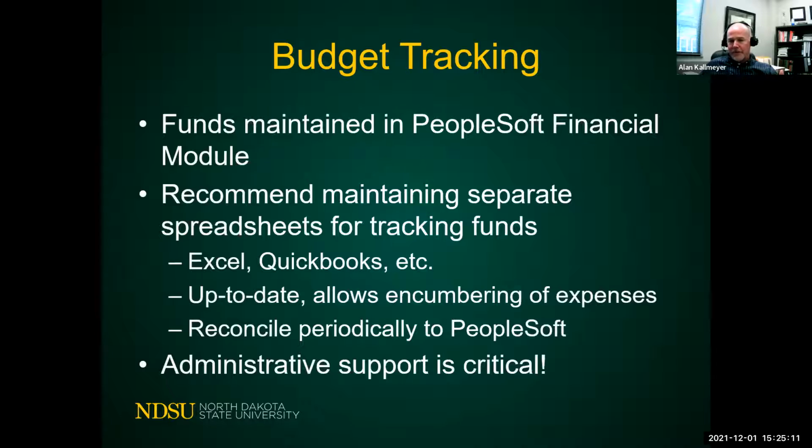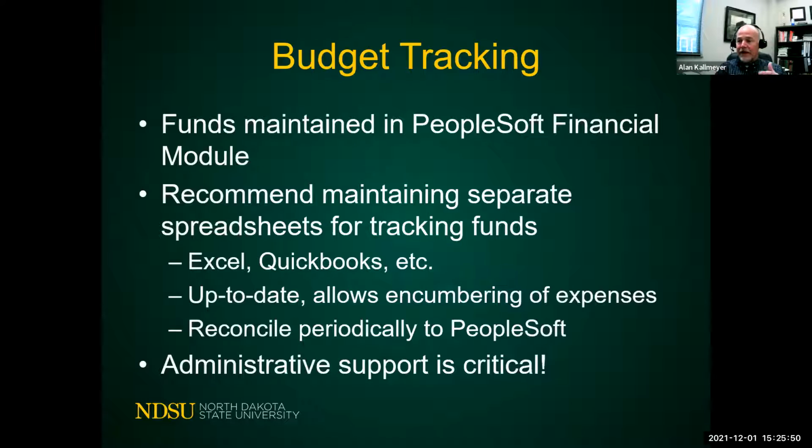In terms of tracking budget, all of our funds are maintained in the PeopleSoft financial module, and hopefully all departments have staff that have access to the financial module. I myself never go in there. I just get lost and mess something up. So I leave that to my staff. We recommend, though, maintaining separate spreadsheets for tracking funds. So every fund that we have, whether it's a research fund, a local fund, our appropriated funds, our differential tuition funds, we keep a separate set of books, and we use Excel.